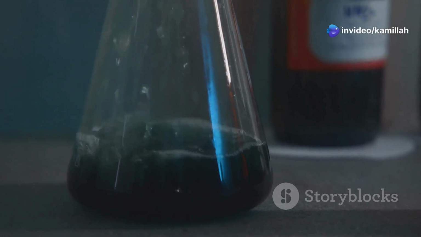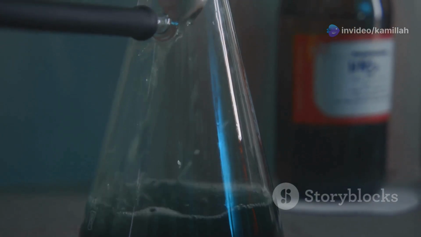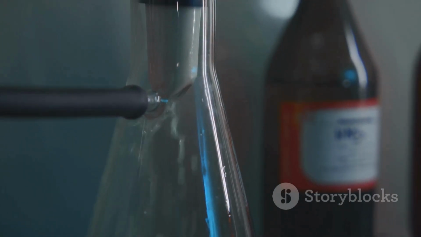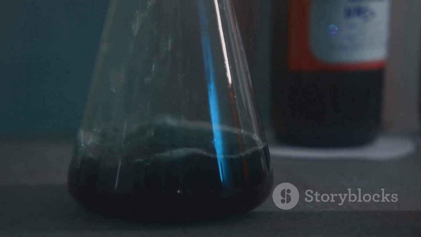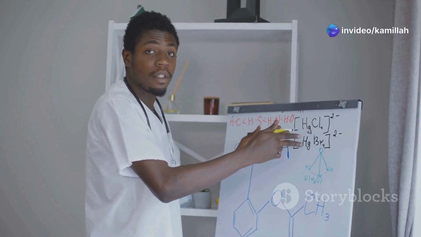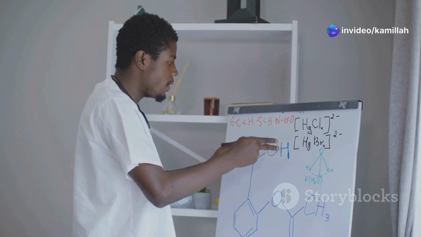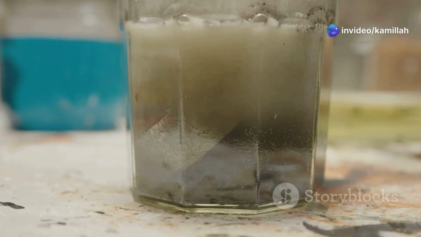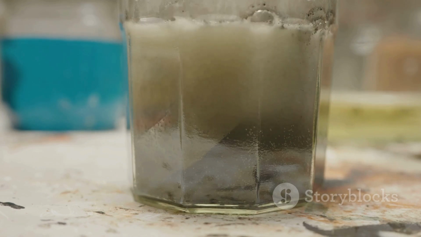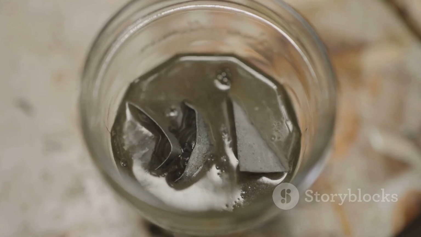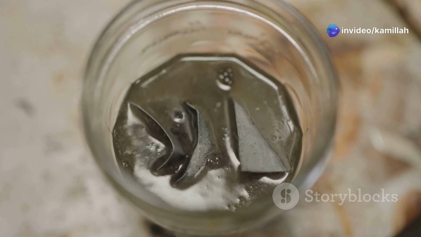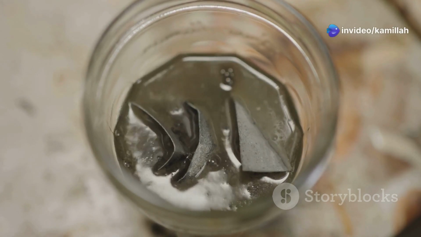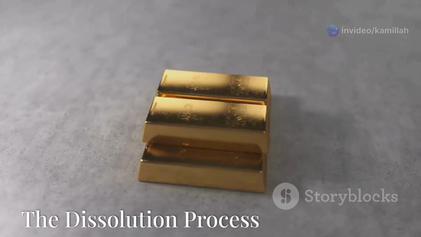Typically, chloroplatinic acid is formed by dissolving platinum in aqua regia, which is a potent mixture of hydrochloric acid, HCl, and nitric acid, HNO3. The dissolution of platinum can be represented by the following simplified reaction. Platinum plus 4 hydrochloric acids plus nitric acid yields H2PtCl6, nitric oxide, and 2 water molecules. In this reaction, platinum metal reacts with chloride ions from HCl, and nitric acid serves to oxidize the platinum to its +4 oxidation state.